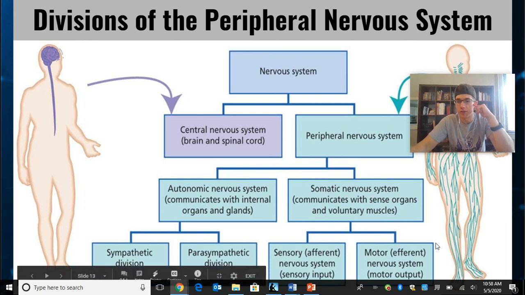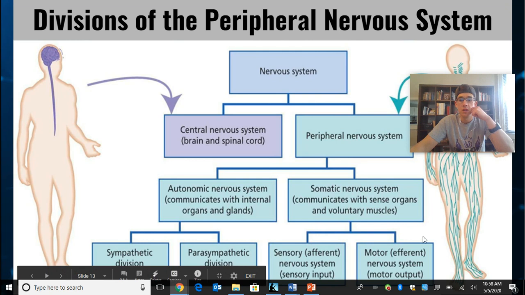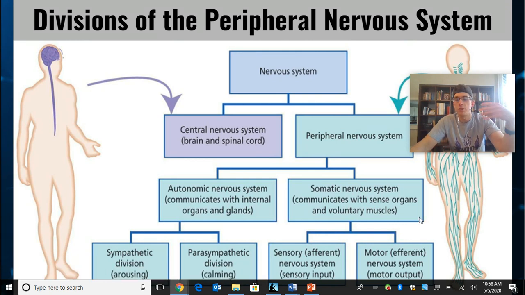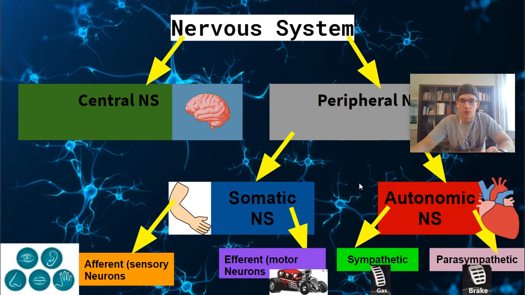Motor or efferent nervous system, those are motor neurons which tell your muscles what to do, which makes sense. Motor, right, takes effort, so you can kind of make that connection there. So this is just another way of thinking about it.